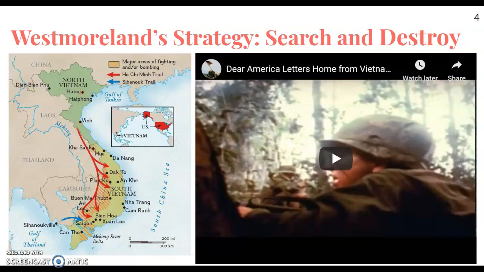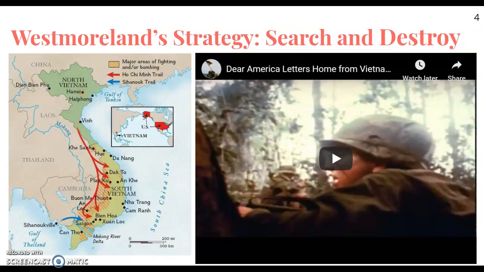Westmoreland's thinking in all of this is that we will be able to inflict so many casualties on the North Vietnamese and the Viet Cong that they will have no choice but to give up. The other strategy is, in the early days of Search and Destroy, Westmoreland is really trying to focus more on the NVA. His strategy is to use this Search and Destroy strategy to get the NVA out of the picture, and then the ARVN forces will be able to clean up the Viet Cong later on.